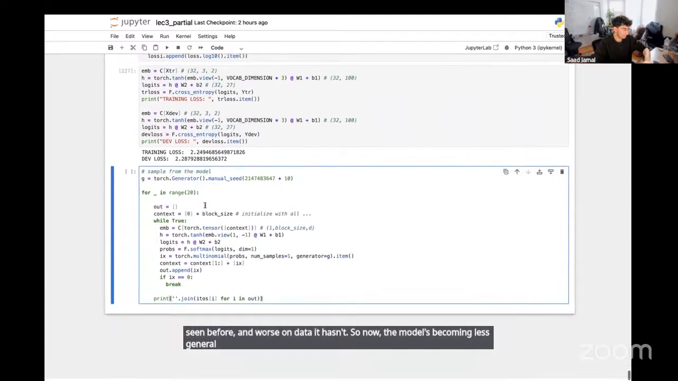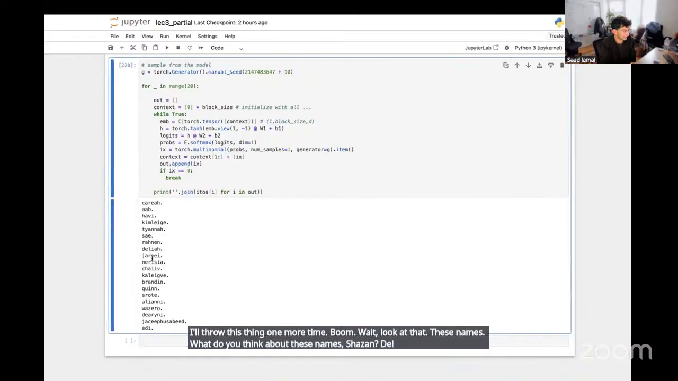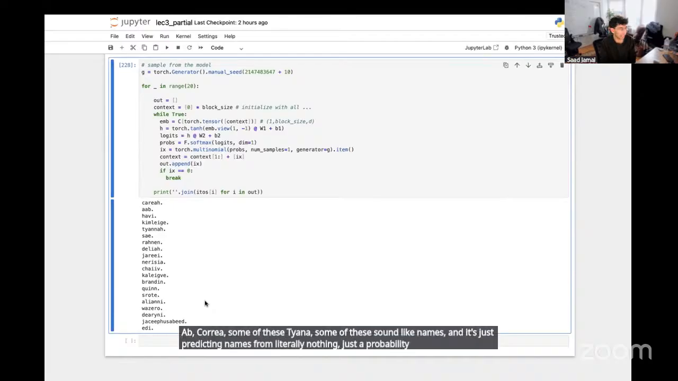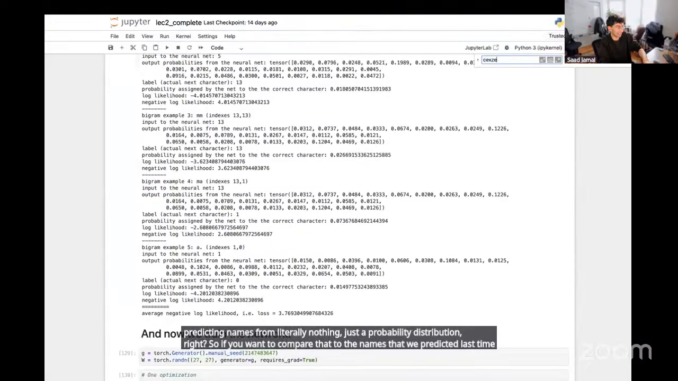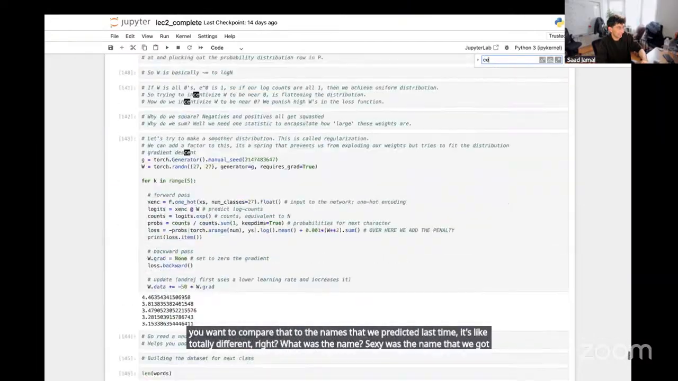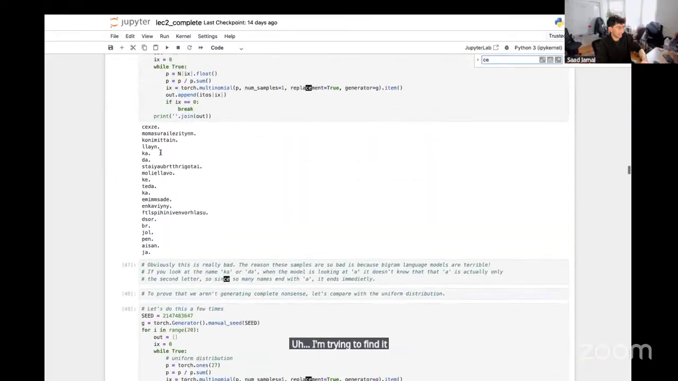All right, finally, let's run this one more time. Boom. Wait, look at that. What do you think about these names, Faizan? Delia, Neresia, Brandon. That's an actual name. Quinn, Eddie, Ab, Correa, Tiana. Some of these sound like names. And it's predicting names from literally nothing, just a probability distribution. If you compare that to the names we predicted last time, it's totally different. What was the name we got last time? I'm trying to find it. There we go. Yeah, sexy Momo.